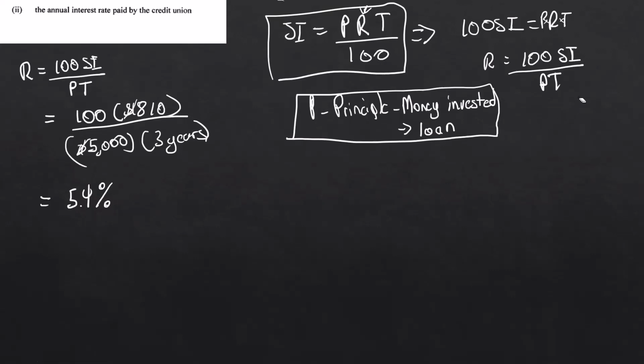All right. If you're calculating rate, then you want to know what this value means. It's 5.4%. And what does that mean? It means that the interest rate he's paying is 5.4%. So every year he's paying 5.4% interest.